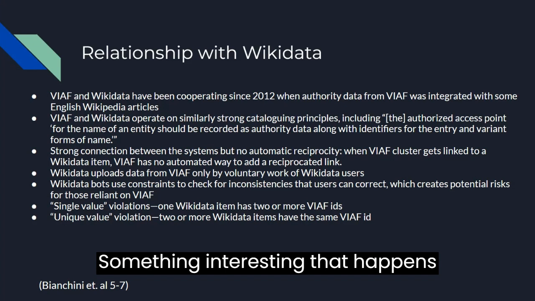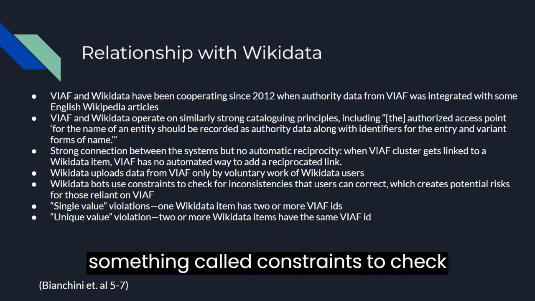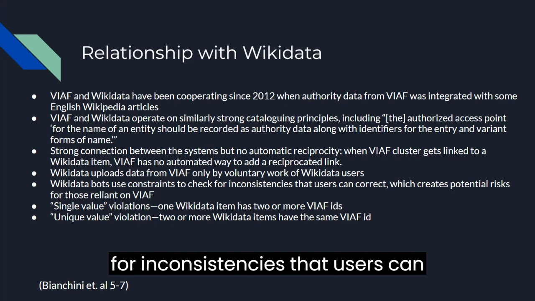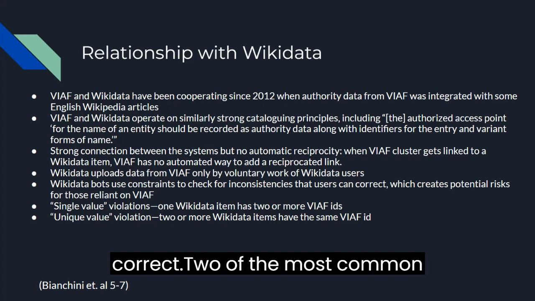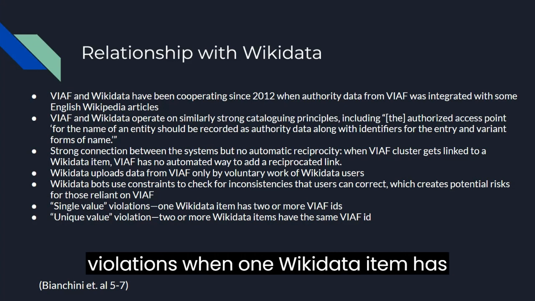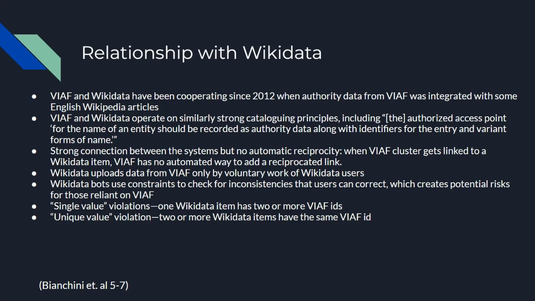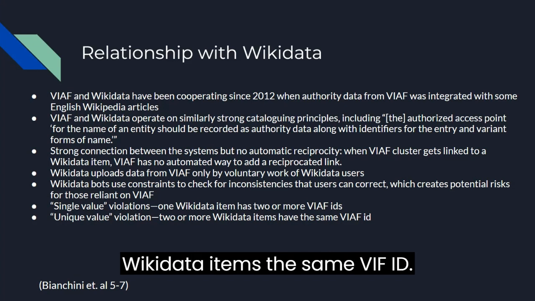Something interesting that happens during this relationship is that Wikidata has bots that use something called constraints to check for inconsistencies that users can correct. Two of the most common violations are called single value violations, when one Wikidata item has two or more VIAF IDs, or conversely, a unique value violation when two or more Wikidata items have the same VIAF ID.